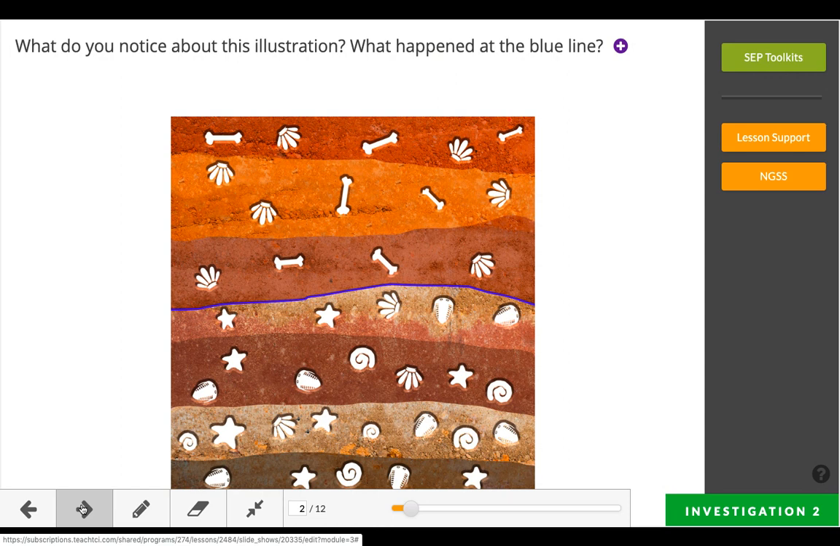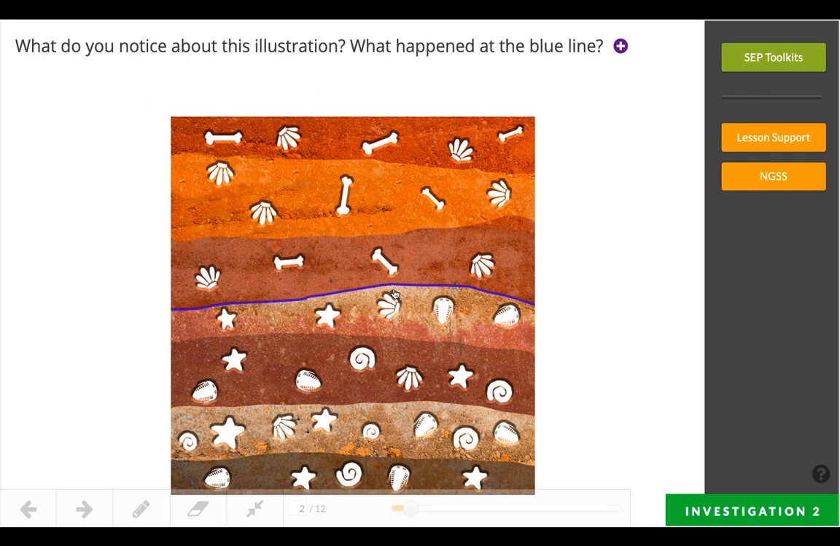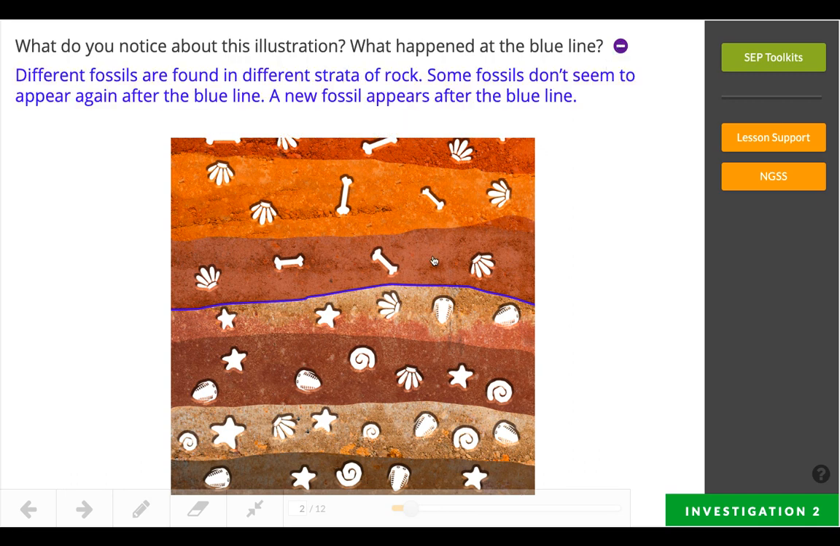So first of all, look at this illustration. Notice the blue line that goes through the center of the image. What do you notice that is different between the fossils above that line and the fossils below it? Did you notice that there are some fossils that appear only below the blue line, and there's a new fossil that appears only above it? There are different fossils that are found in different strata or different sections of rock.